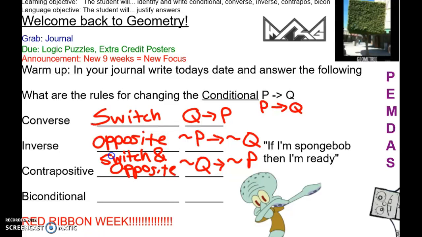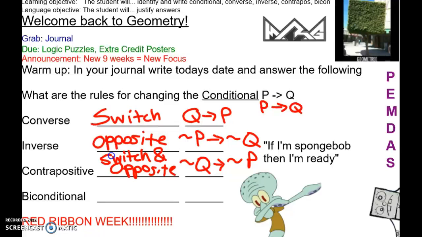So let's, did we already do it? If I'm SpongeBob, then I'm ready. What's the contrapositive of if I'm SpongeBob, then I'm ready? No. So remember, take I'm SpongeBob, I'm ready, switch them, and not. So what would it be? Good. If I'm not ready, then I'm not SpongeBob. You see how that works? You got to switch the order and put not. Okay? So once again, the contrapositive is if I'm not ready, then I'm not SpongeBob.